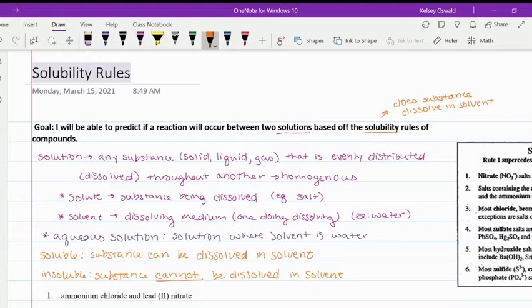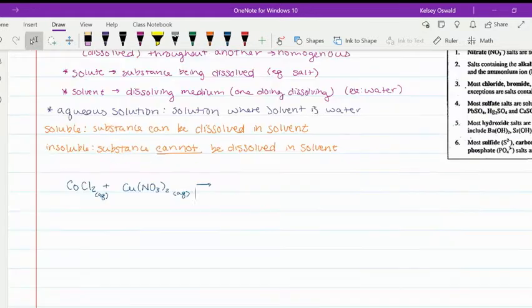Again, we're primarily looking at aqueous solutions, so we're going to see whether a substance is soluble or insoluble in water. We'll be looking at the reaction between cobalt(II) chloride and copper(II) nitrate. This is a double replacement reaction because we have these two compounds, and each of these compounds is an aqueous solution. Both of these are solids dissolved in water. We're going to mix these two solutions together and see if a reaction occurs.